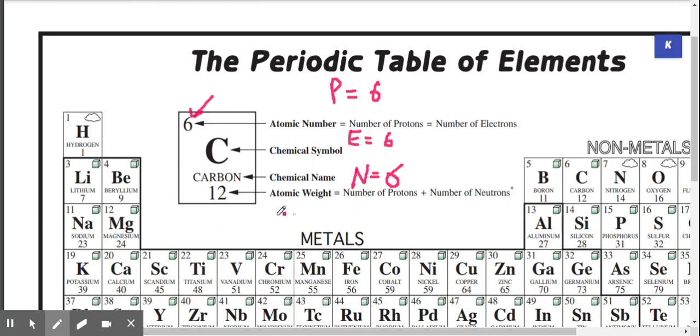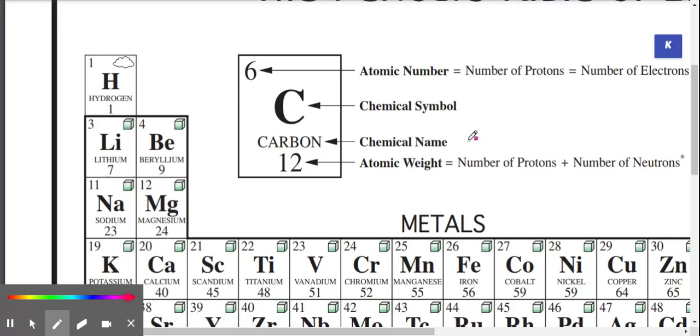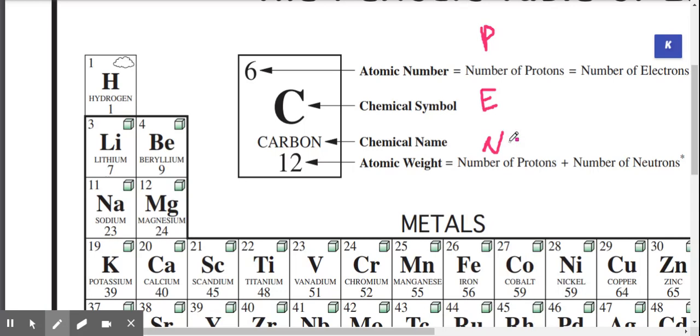Let's try one more example before you guys do this on your own. And my eraser just froze. Okay, very good. So let's try one more. Let's take lithium, for instance. I'm going to make it a little bigger. So here's lithium. And I want to know how many protons, neutrons, and electrons. So I'm going to put the word pen: protons, electrons, and neutrons. Okay? And again, in order to get the protons, I just look for the atomic number.